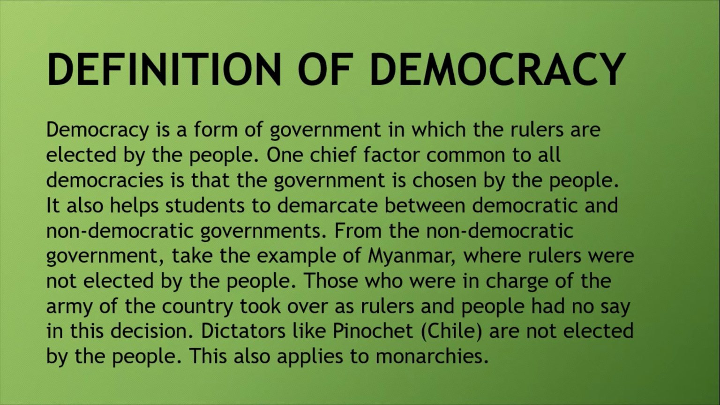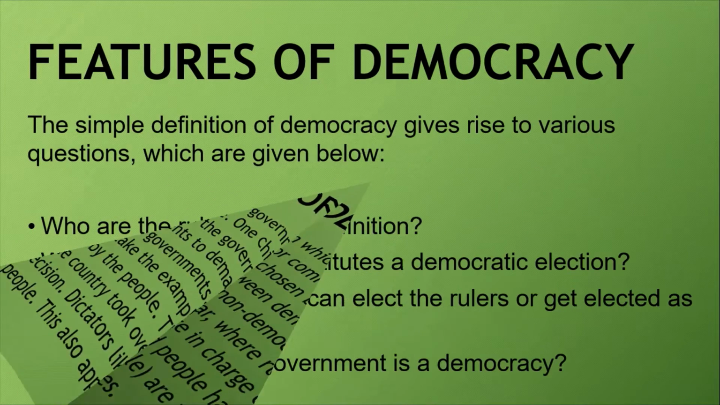It also helps students demarcate between democratic and non-democratic governments. Take the example of Myanmar, where rulers were not elected by the people. Those who were in charge of the army of the country took over as rulers, and people had no say in this decision. Dictators like Pinochet in Chile are not selected by the people. This also applies to monarchies.